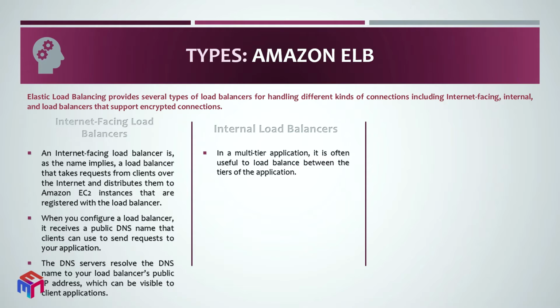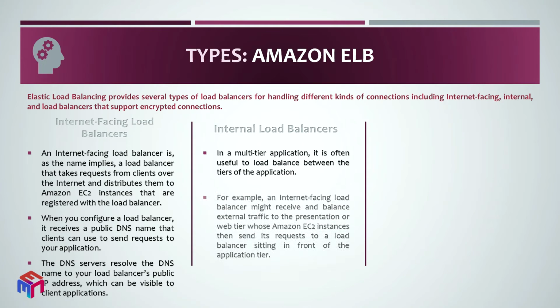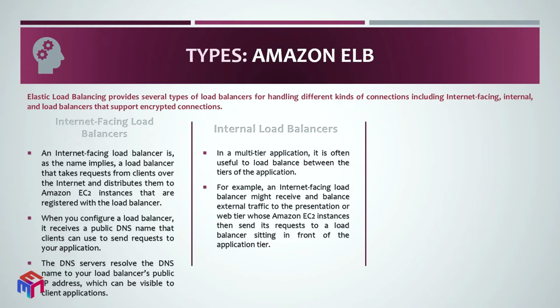An internet-facing load balancer is, as the name implies, a load balancer that takes requests from clients over the internet and distributes them to Amazon EC2 instances that are registered with the load balancer. When you configure a load balancer, it receives a public DNS name that clients can use to send requests to your application. The DNS servers resolve the DNS name to your load balancer's public IP address, which can be visible to client applications.